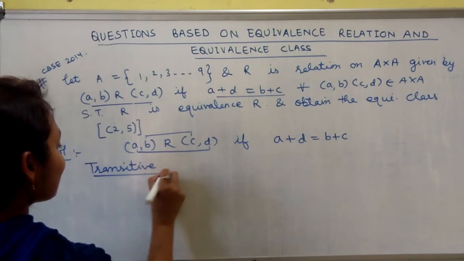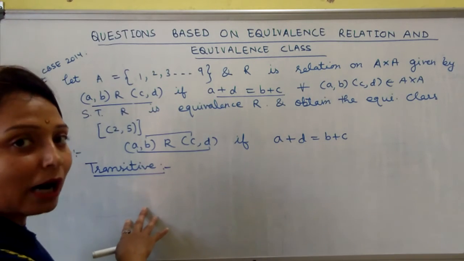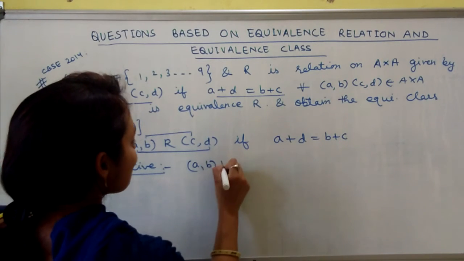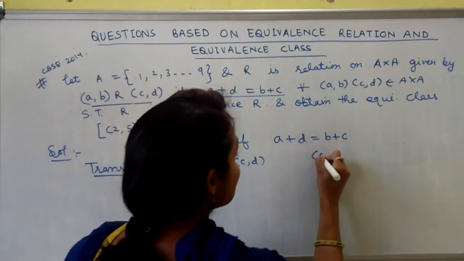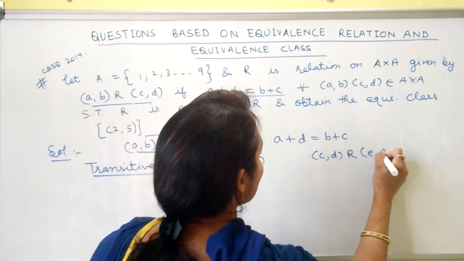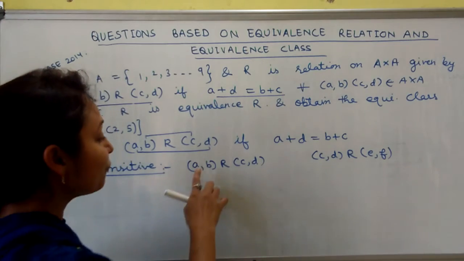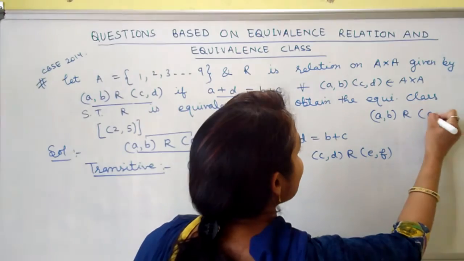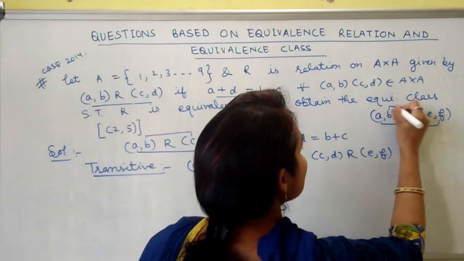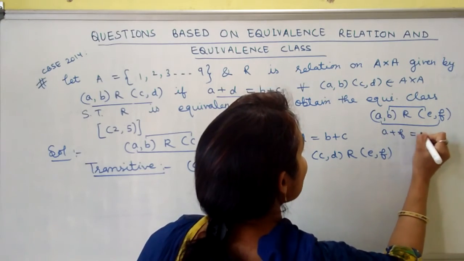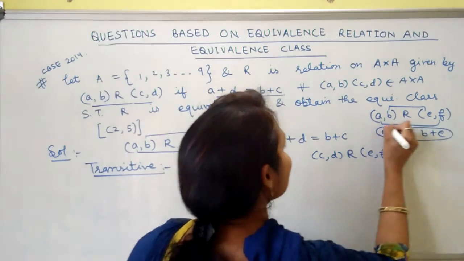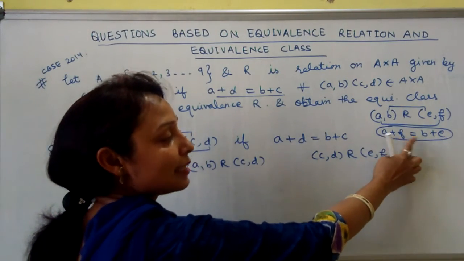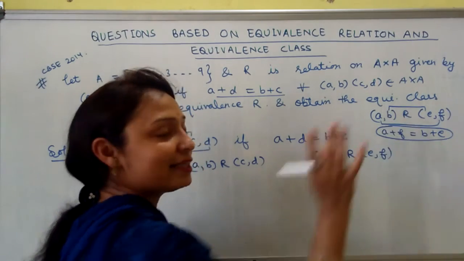In the marking scheme, proving the transitive relation carries more marks as compared to reflexive and symmetric. Transitive: AB related to CD and CD related to EF. We need to prove AB related to EF, that is, we need to prove A plus F is equal to B plus E. I will keep this result in mind, and if I reach this result, I will write the same term.